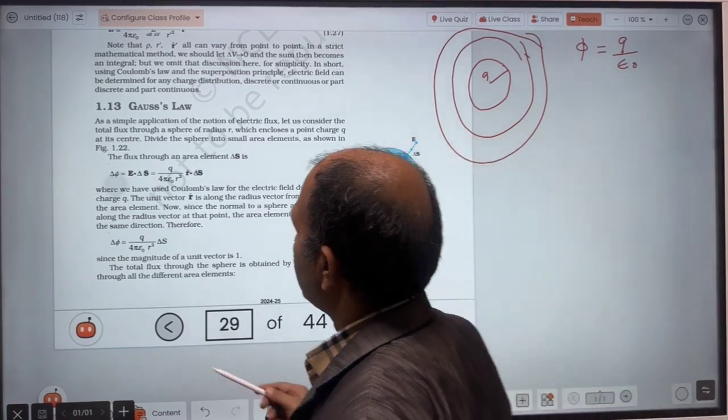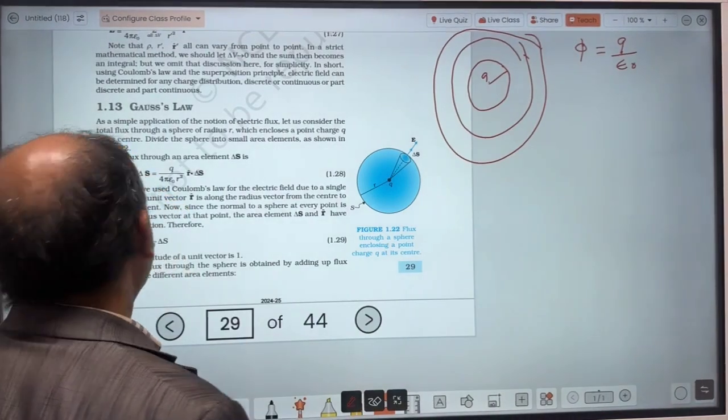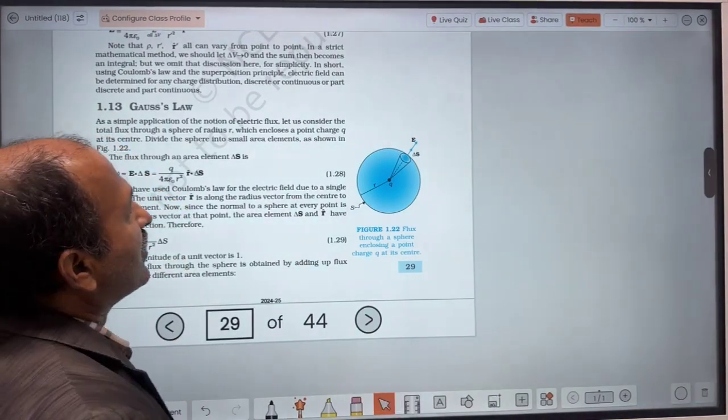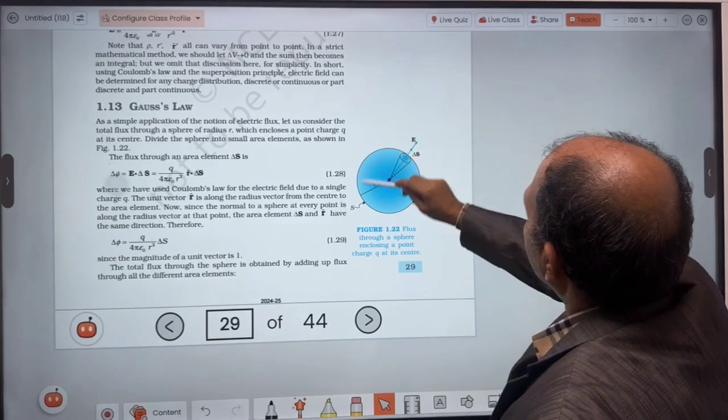Now we are going to see how to derive the relation phi equals q upon epsilon naught. So for this purpose, we consider this figure.